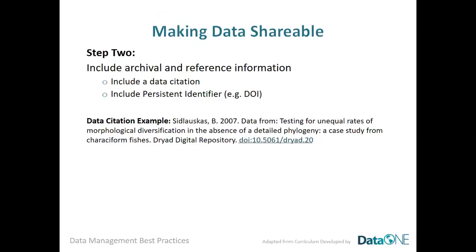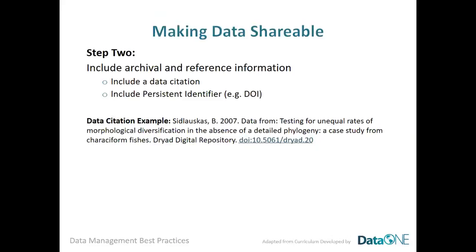So I would recommend you always include a suggested citation to your data set whenever you make it publicly available, or at any time when you share it with others, even if it's not public per se. If you share it with another researcher, just even via email, always include a suggested citation so that they can cite it. And include a persistent identifier, such as a digital object identifier, if it's possible.